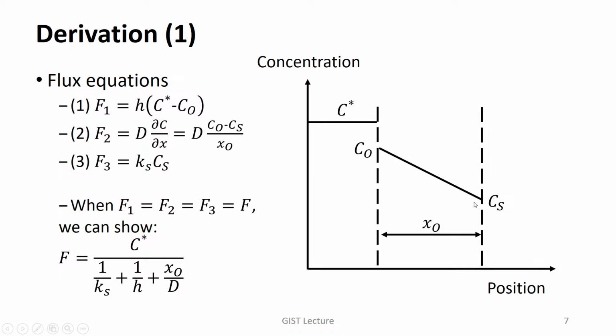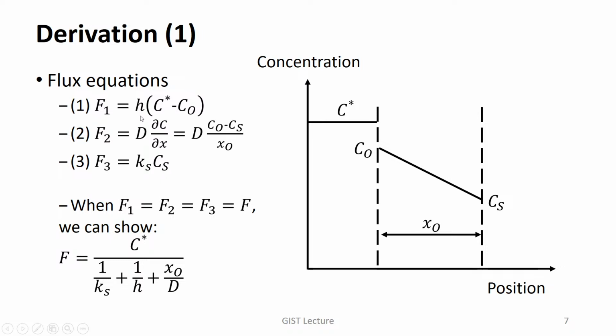Concentrations are written here as capital C parameters. C star is the bulk density of oxidants, C_O is the surface density at the oxide layer, and C_S is the interface density between silicon dioxide and silicon. When you have this kind of configuration, the fluxes F1, F2, and F3 can be easily formulated in that way.